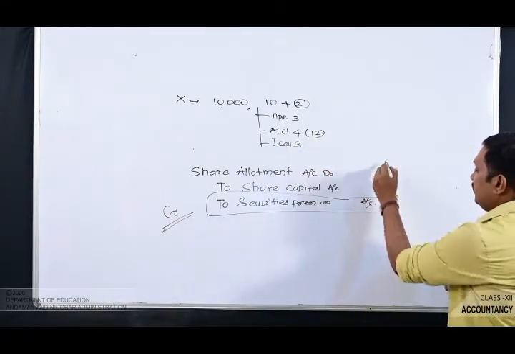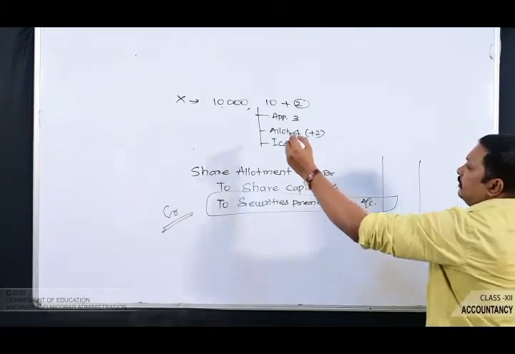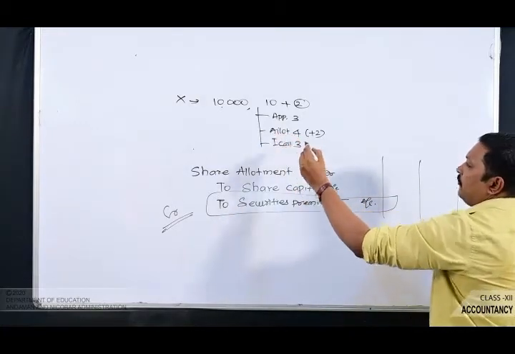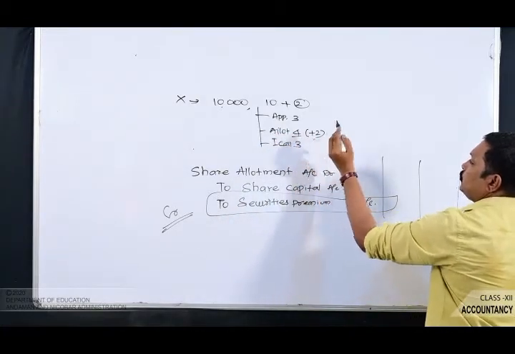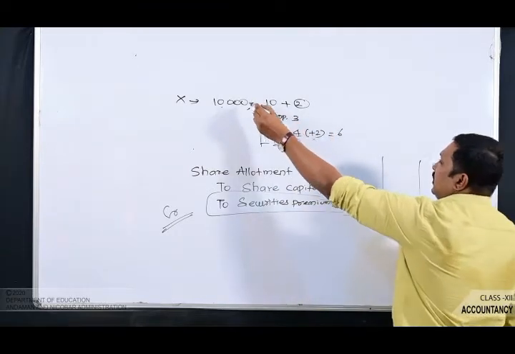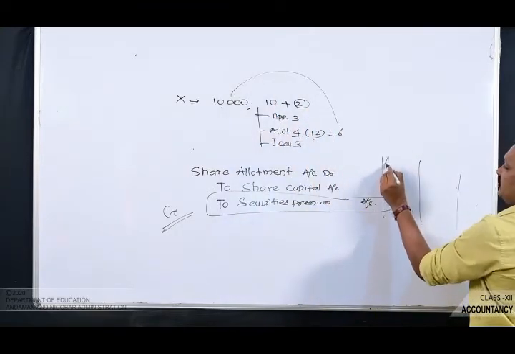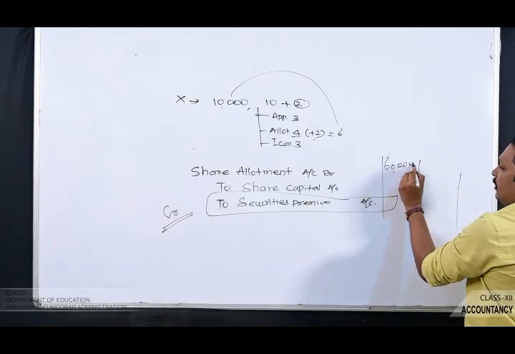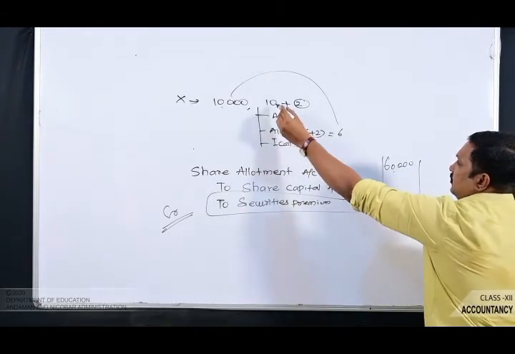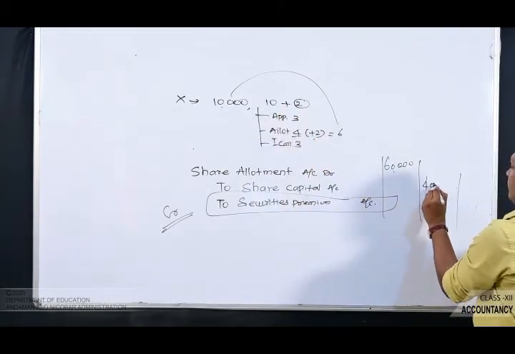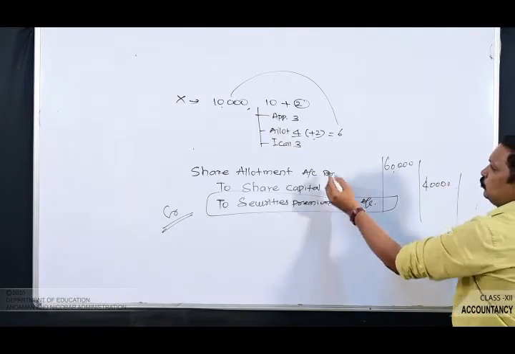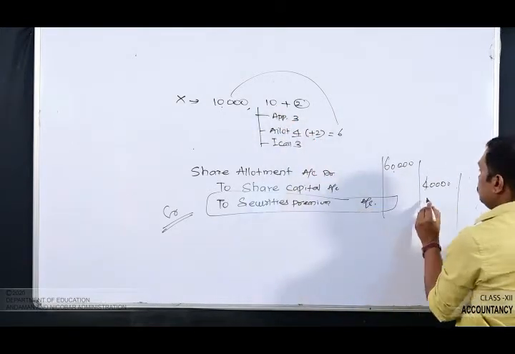So what amount will we write? In allotment, the actual amount of allotment is 4 and the premium is 2, total 6 rupees, no? So 10,000 into 6, we write 60,000 here. The actual allotment is 4, so 10,000 into 4, 40,000 here. And premium is 2, so 10,000 into 2, 20,000 here.